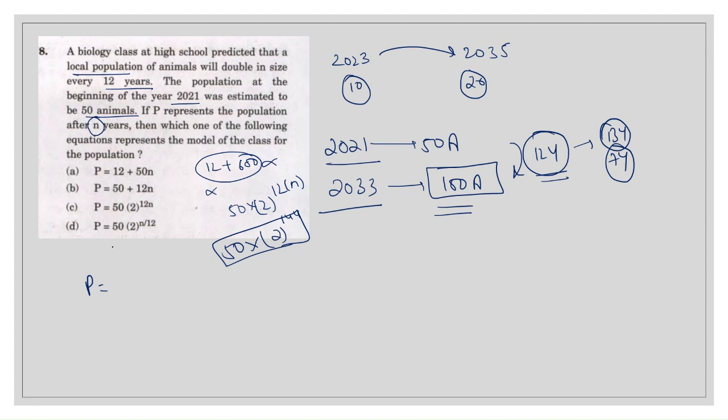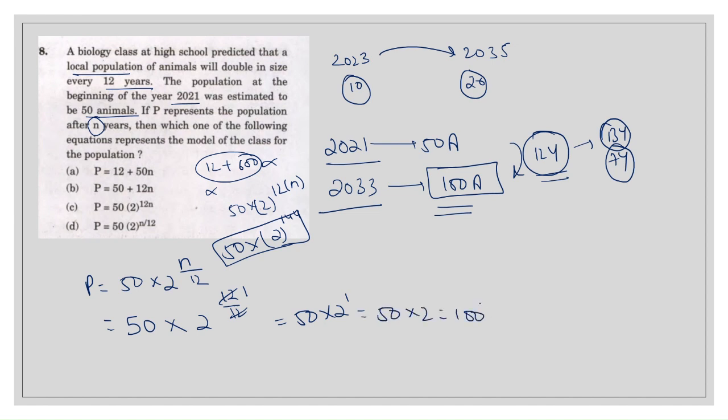तो population in the fourth option is 50 multiplied by 2 raised to n divided by 12. So here we'll have 50 multiplied by 2, and here we have taken n as 12, right? 12 on 12, so it will be equal to 1. So we'll have 50 into 2 raised to the power 1, which means 50 into 2, which means the answer will be equal to 100. यानी कि जो हमारा fourth option, that is the correct option.